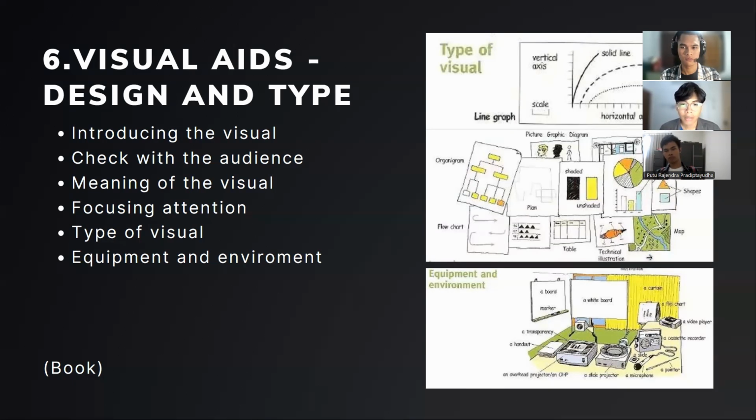Next one is type of visual. There are a few types of visual we can use, which are graph, flowchart, table, and etc. The next one is equipment and environment. Here are some tools we can use to display visual aids. For example, a board, projector, video player, and etc. Next slide.